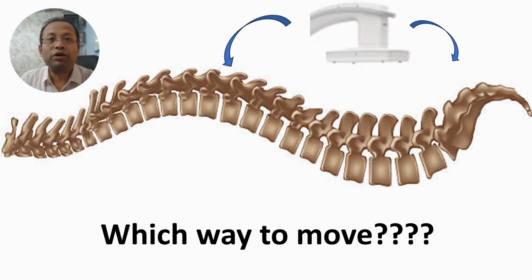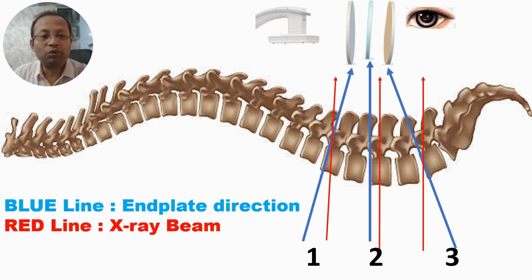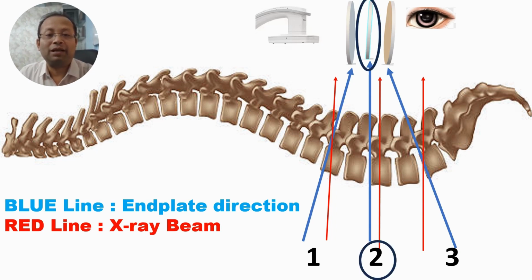So confusion arises, which way to move the C-arm receiver, cranial or caudal? Do you really need to memorize it? No, just try to imagine the spine orientation in a patient's body. So here you see the blue line represents end plate direction and the red line represents the X-ray beam. First, consider the middle one where both the lines are parallel. Middle one means number 2. So both the lines are parallel.